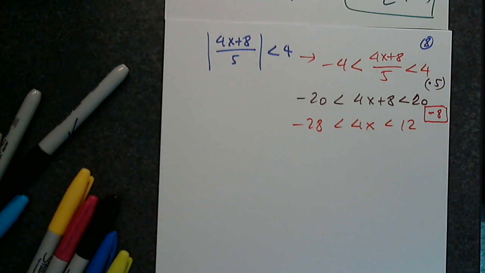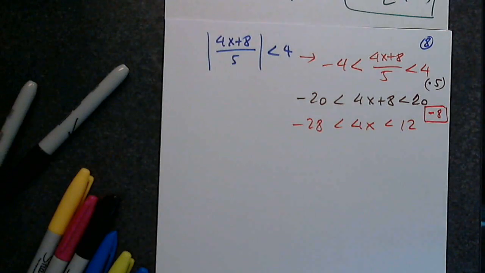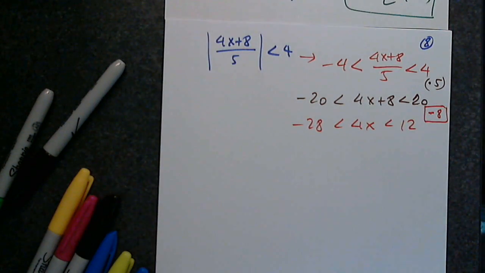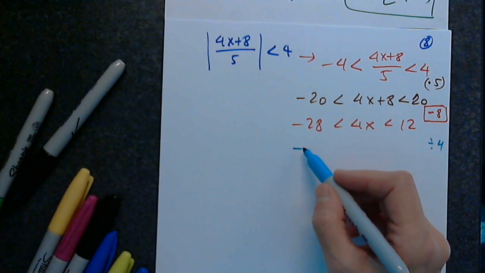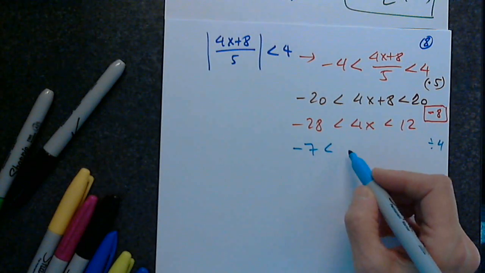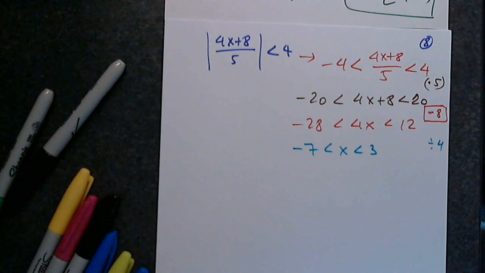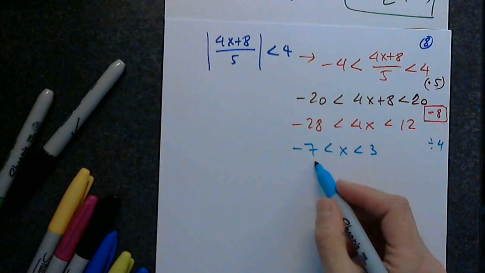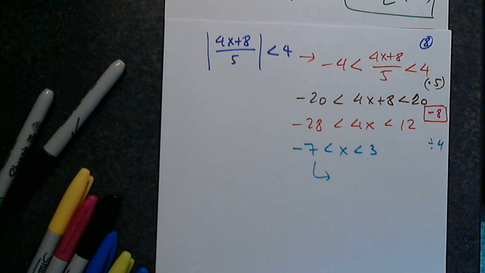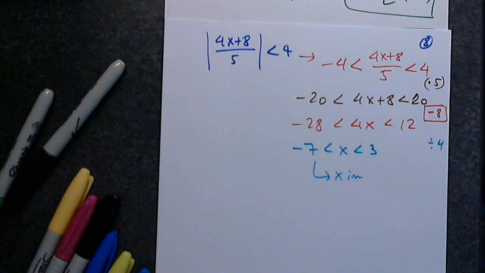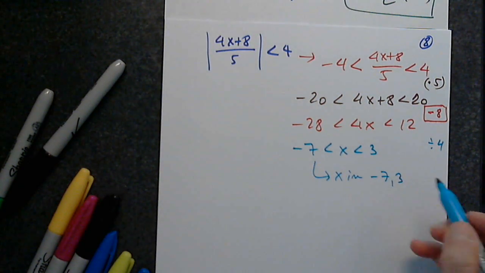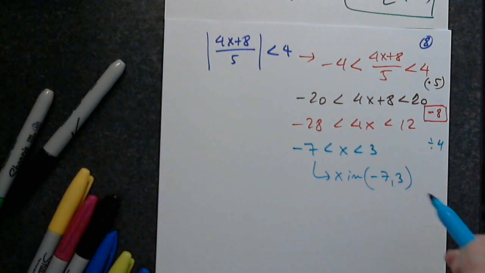And now we are finally getting to the last step. Very good. I divide all three sides by 4. I get negative 7 less than x less than 3. So then in interval notation is exactly what I see. I don't have to do anything. So what is the interval notation? X in the interval? Yes. What type of symbols, left and right? Very good.